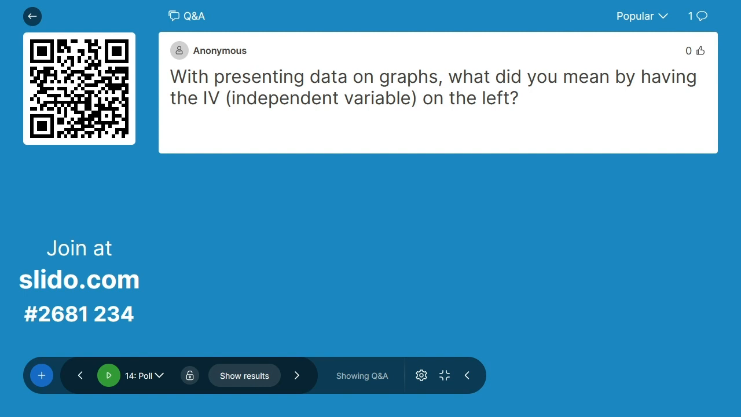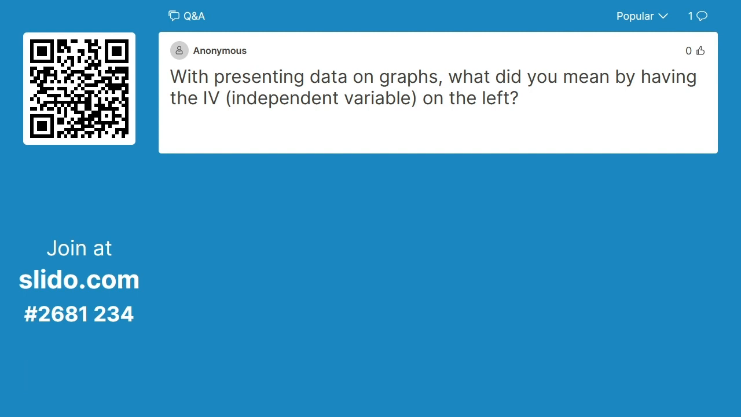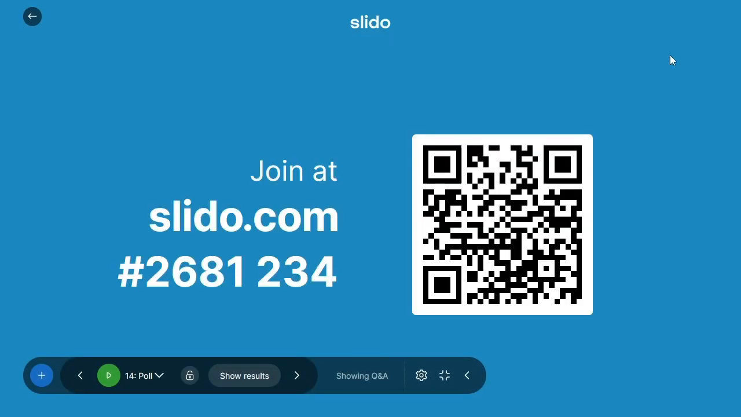With presenting data on graphs, what did I mean about having the IV on the left? Also, on a figure, you do want the IV on that y-axis, which will be on the left. But what I was talking about there is more tables. So if you're presenting a table of data, then whatever your important factor is that you think might be causing these changes, your independent variable, you put in the leftmost column. Don't put it in the middle of your table somewhere, put it over there on the left. Let me know or resubmit if that doesn't answer your question fully.